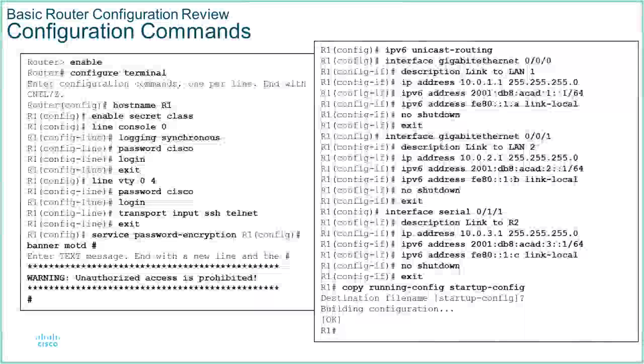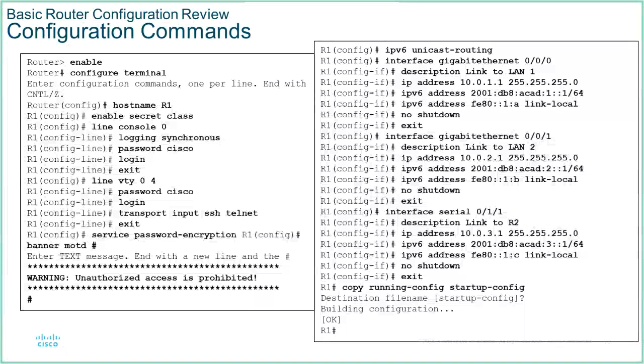Because our passwords are in plain text, we want to give them a little bit of protection with the service password encryption, followed by our warning banner message of the day, basically warning that unauthorized access is prohibited. And then we go in and configure our interfaces.